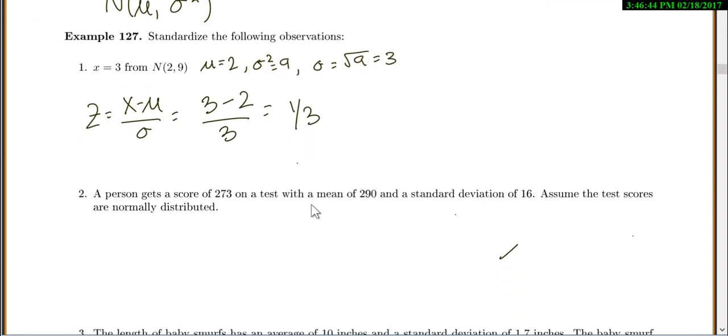Not too bad. In part 2, a person gets a score of 273 on a test with a mean of 290 and a standard deviation of 16. Let's assume our test scores are normally distributed. So here we have x equals 273. Our mean is 290. Notice it just told us standard deviation, not variance, so I don't have to take the square root. And it says to assume the test scores are normally distributed, so we know it's normal.